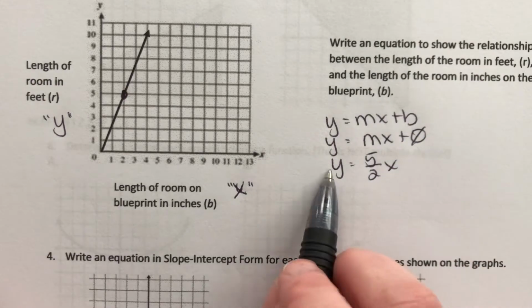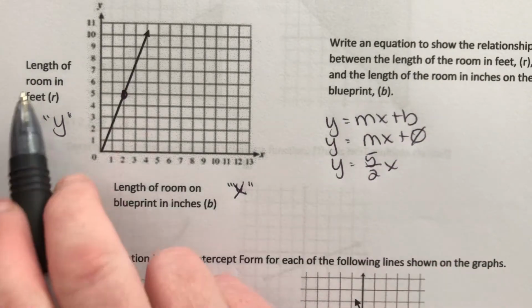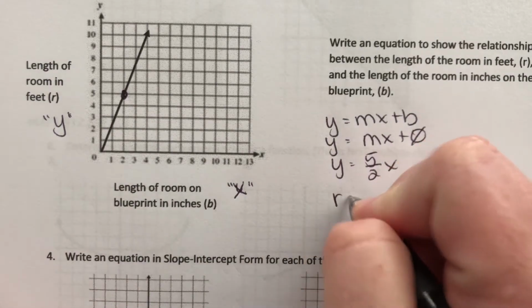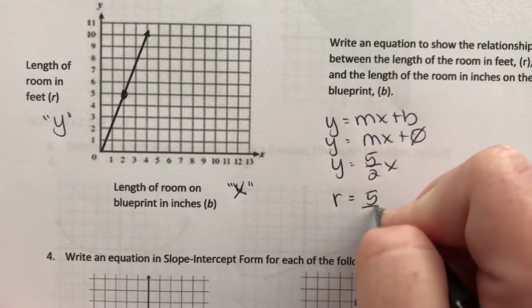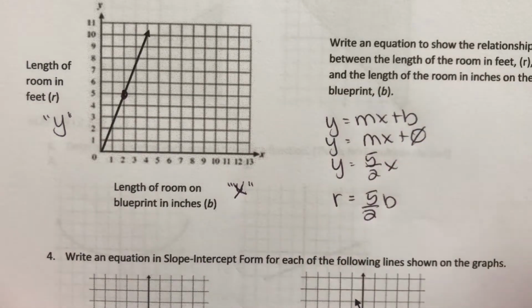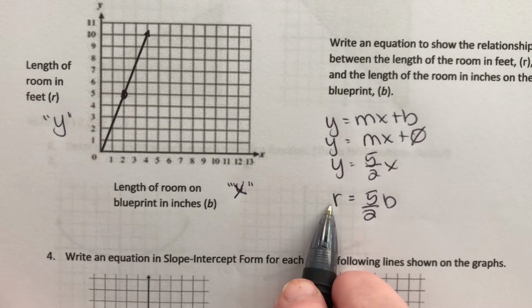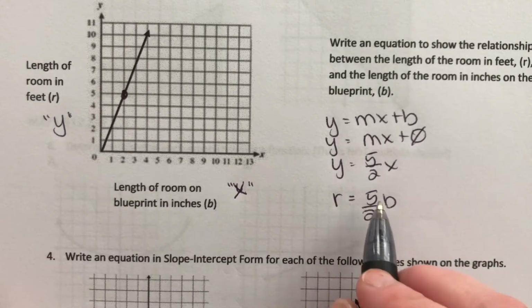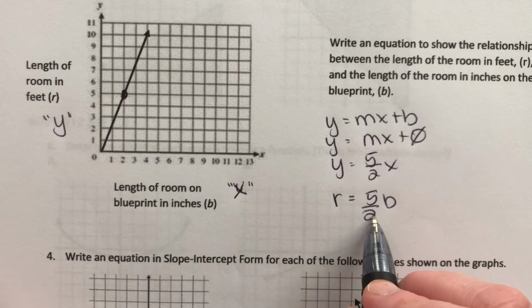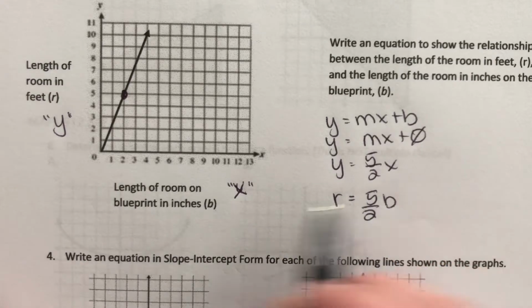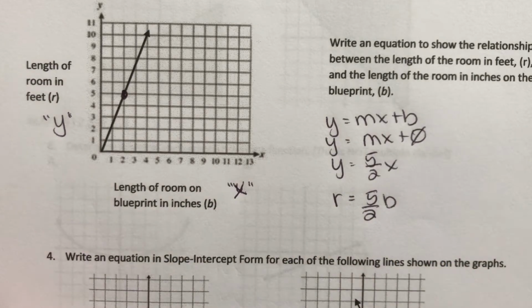Right? And then we're not using y and x, we're using b and r. So r equals 5 over 2b. The amount of feet in the room is equal to 2.5 or 5/2 times the number of inches used on the blueprint, because the blueprint's a lot smaller than the actual room.